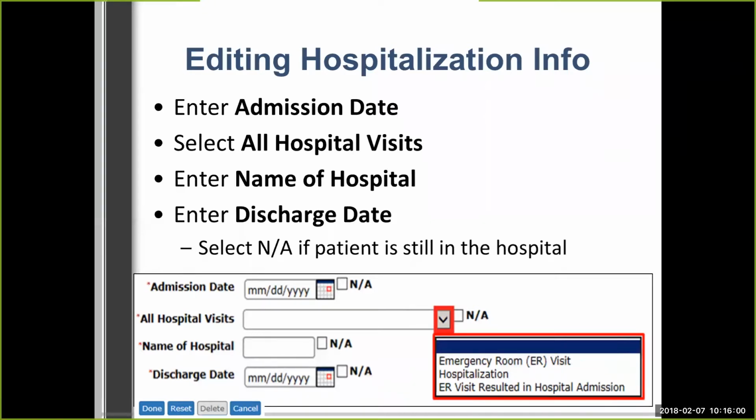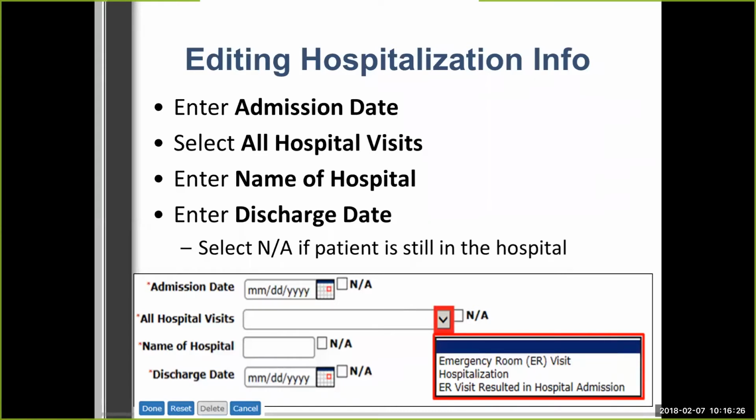All hospital visits. Here in the screenshot, you will see the types of hospital visits can include emergency room visits, which is usually day in and day out, then a hospitalization stay, and then an ER visit resulting in a hospital admission. So those are the three types of options you can choose from here. And the name of hospital.